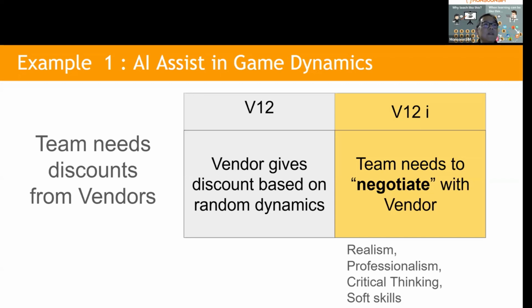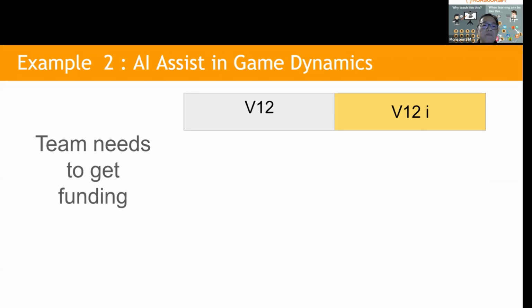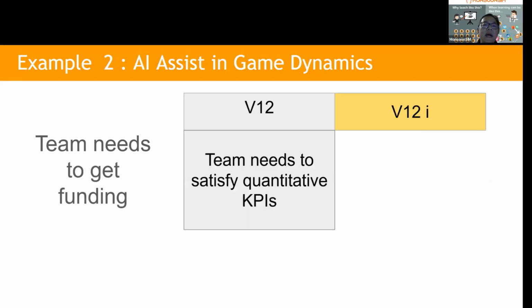Okay. Question here is, can you set the level of difficulty of the AI? Yes, you can. You can make it very, very tough. You can make it very easy. For example, with the negotiation, I'll give you another example. Let's say the team needs to get funding, right? Without the AI, you just satisfy some quantitative KPI. For example, you have a good current ratio, you achieve a certain target, and then you get your funding. But with AI, guess what?